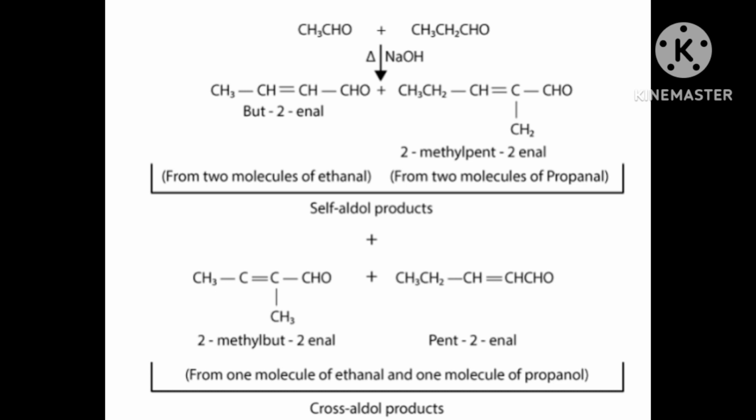The other name is 1,3-diphenylprop-2-en-1-one. In carbon number 2 there is a double bond, that's why it is 2-ene, and carbon number 1 has the CO group, that is 1-one. At carbon number 1 and carbon number 3, a phenyl group is there, 2 phenyl groups. That's why the name is 1,3-diphenyl.